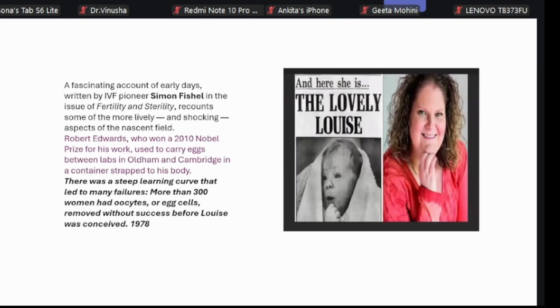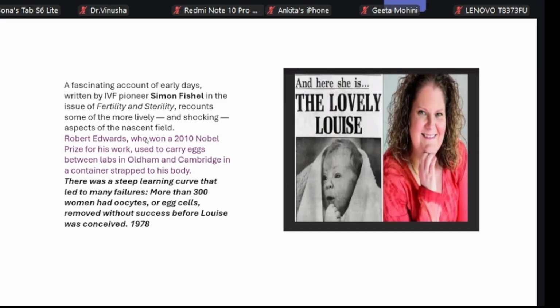So before we discuss the actual protocols, I just wanted to add a note on the history, how far we have come in this field. When the first IVF baby, Louis Brown, was born, they had done more than 300 egg pickups before the first successful IVF. So see where we have come now. We have come a long way in the protocols, and a long way in the development of drugs also.